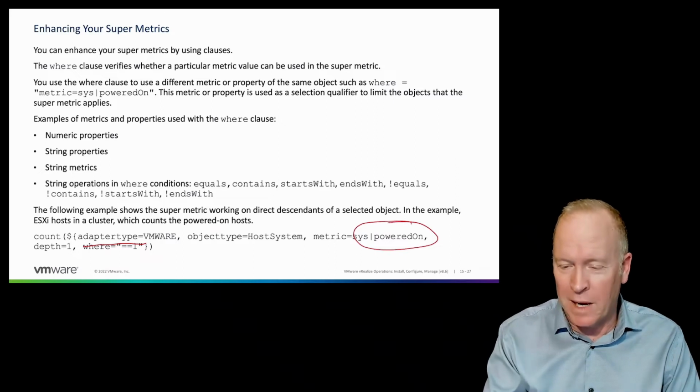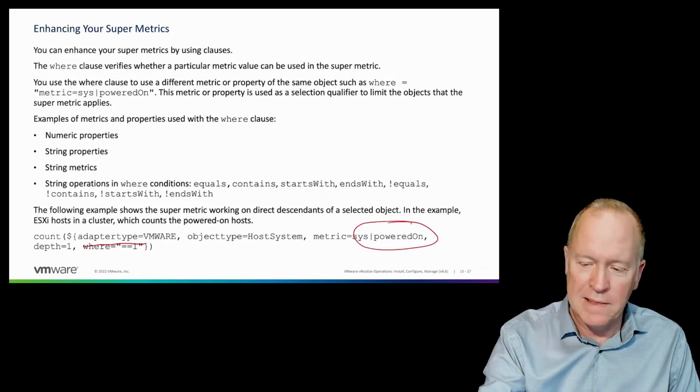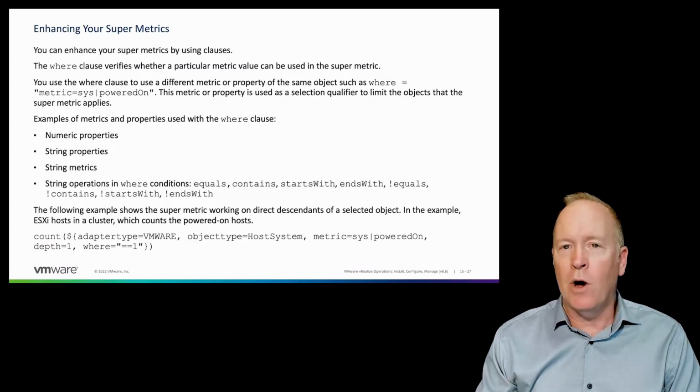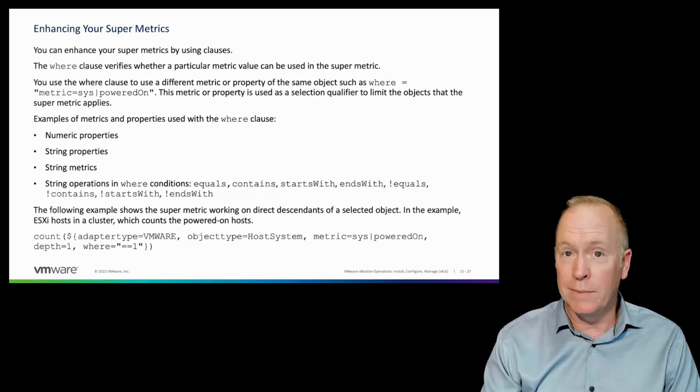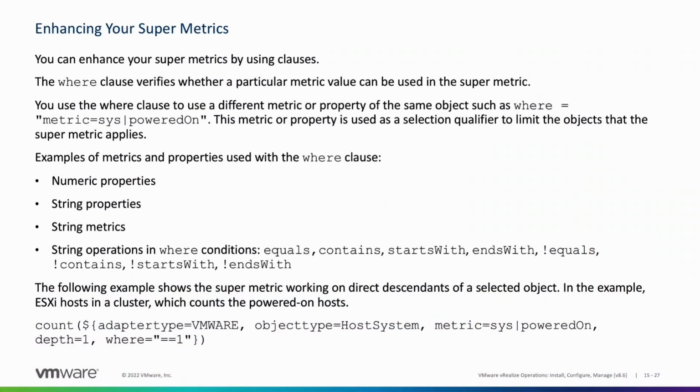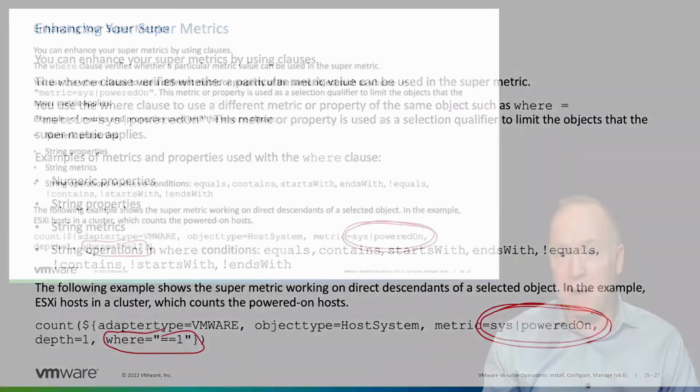That'll just tell me how many hosts we have. What I want to know in this example is how many hosts are powered on. So if we add to our formulas where equals 1, what we're saying in this short expression is that I only want to count hosts who have the value 1 for this performance metric. If sys pipeline powered on is 1, that means the host is powered on. If it's 0, it means it's not powered on.